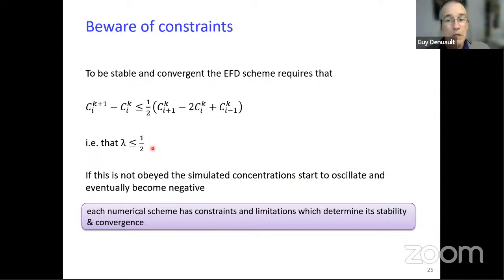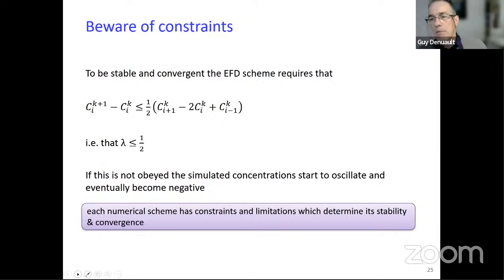So this is a particular quirk of this numerical scheme, but every numerical scheme has its own constraint, and these constraints will determine how quickly it converges, whether it is stable or poorly stable. So when you choose a numerical scheme, you need to be aware of these constraints.